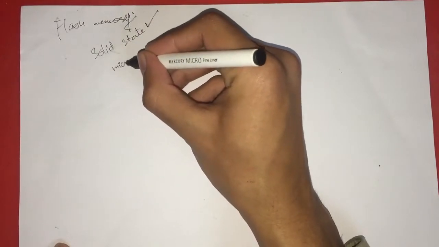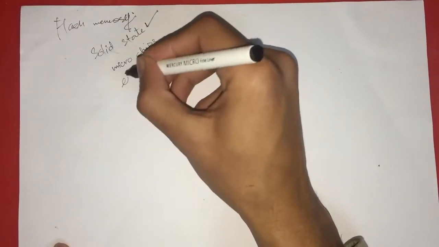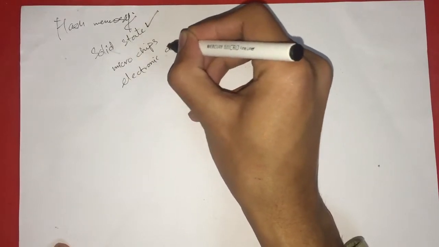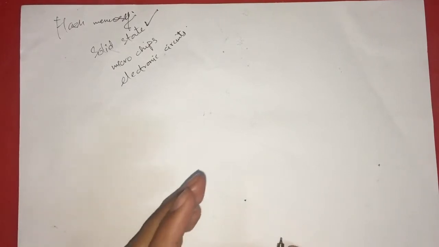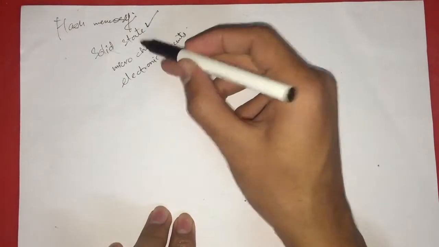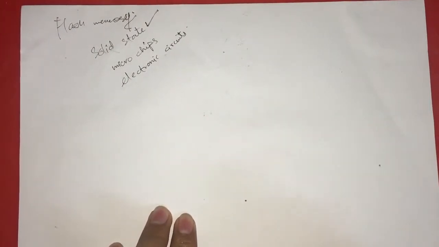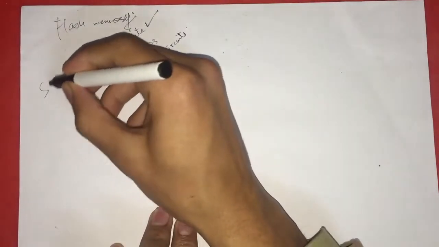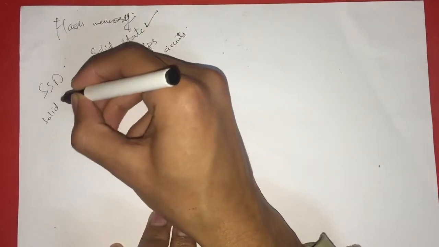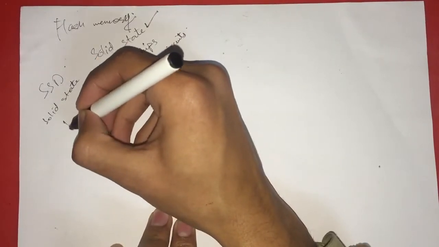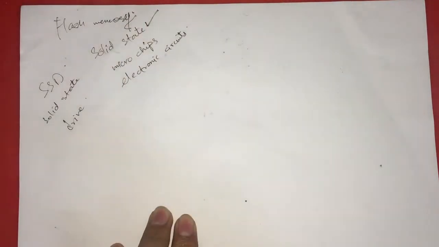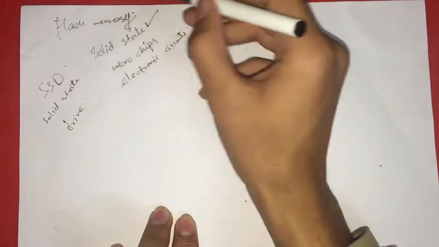Instead, it consists of microchips which have electronic circuits. Based on these microchips and electronic circuits, the storage device is going to read the data out of it, and there is no magnetic field in flash memory and solid state. So what does SSD mean? Solid state drive. Solid state means that it has no moving parts, it remains the same, and it's non-volatile, and it is based on flash memory.